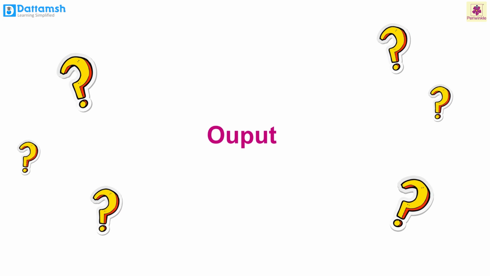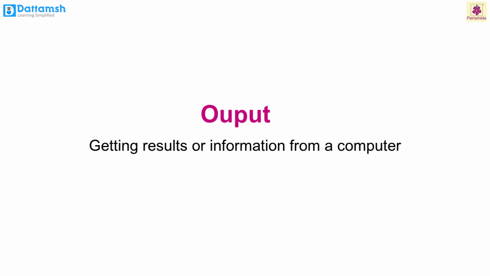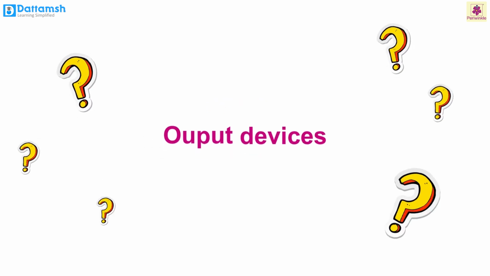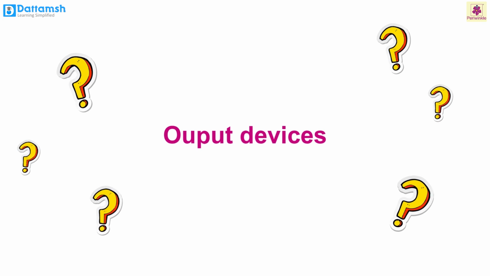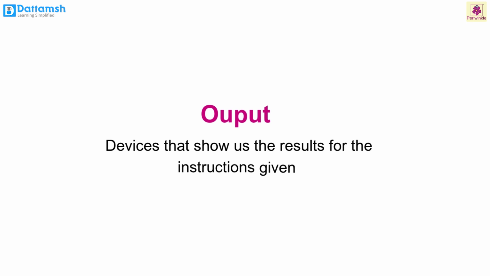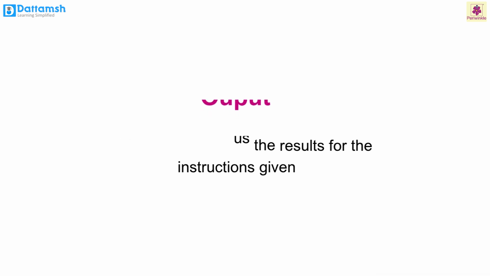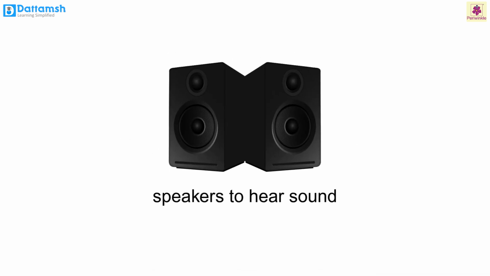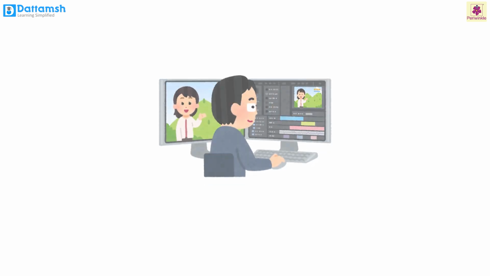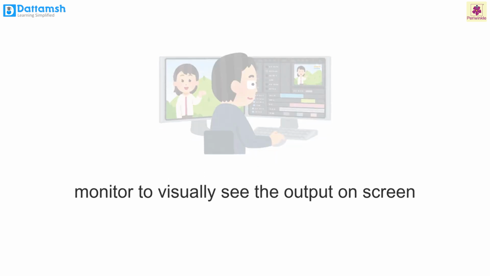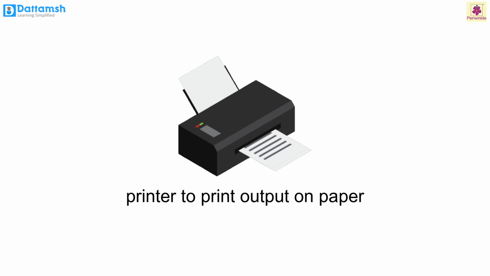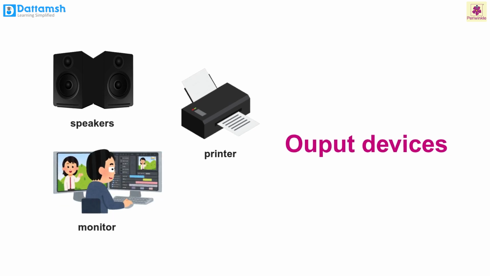Now let's understand what is output. Getting results or information from a computer is called output. Then, what are output devices? The devices that shows us results for the instructions given by us are called output devices. We receive an output or result from output devices like speakers to hear sound, monitor to visually see the output on the screen, printer to print output on paper. These all are output devices used by the computer to give results to us.